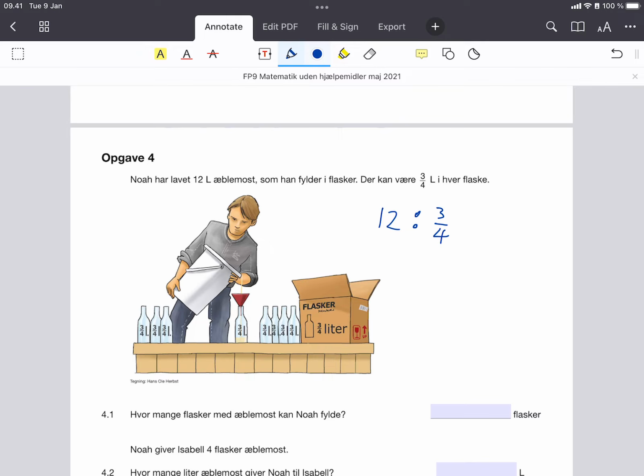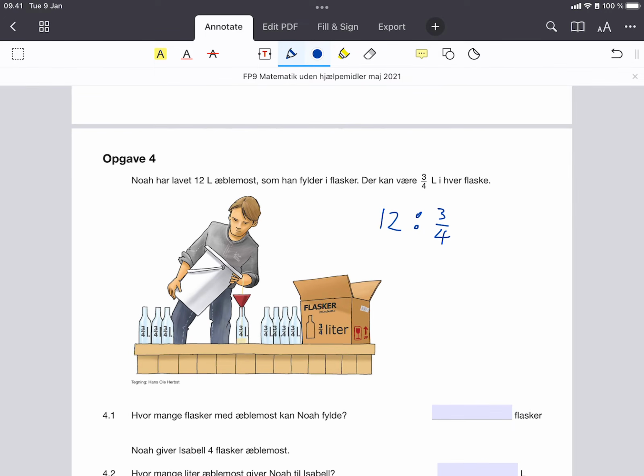Excuse my cough. So when you're dividing by a fraction, one good trick is to change it to a multiply and flip over the thing you're dividing by. So 12 divided by 3/4 is the same as 12 times 4/3. Easy little trick you can remember. You just got to remember you only flip over the one you're dividing by, not everything. So it's the same as 12 times 4/3, which is just 12 times 4 on the top divided by 3 on the bottom. So it's just 48 divided by 3, which is 16. So you can fill 16 bottles.